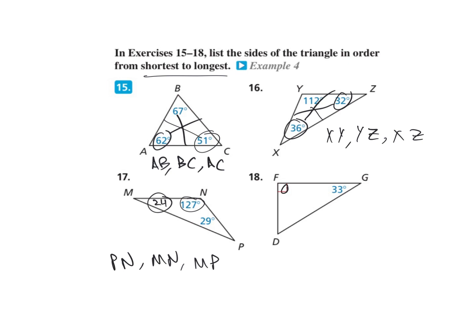So we have 90 degrees on 18. 180 minus 90 is 90. And then 90 minus 33 is 57. So 33 is the smaller angle. So FD is the smaller side, followed by FG. And then the bigger side is DG.